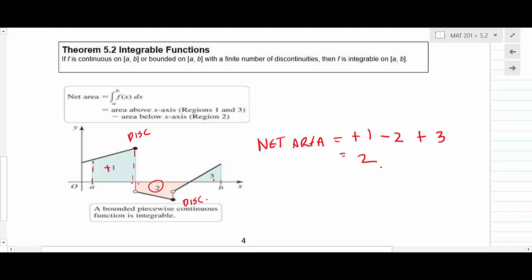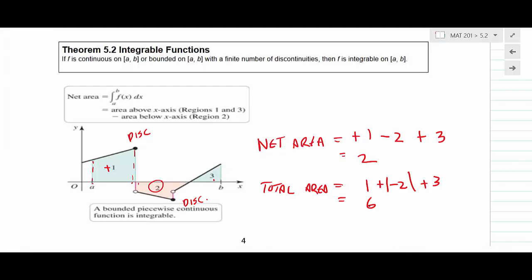Now, that's not the total area. That's the difference between net and total. Total area would just be 1 plus the absolute value of negative 2 plus 3, so that would be 6. See, there's a difference. Mostly what we're dealing with in integrals is net area, because the areas below the x-axis are negative numbers. Does that make sense?